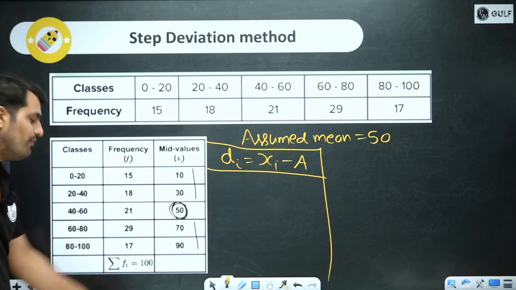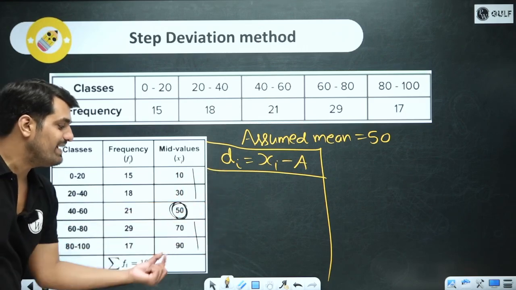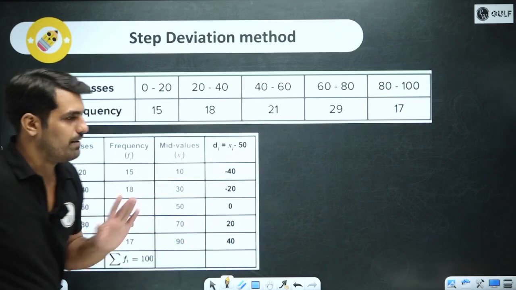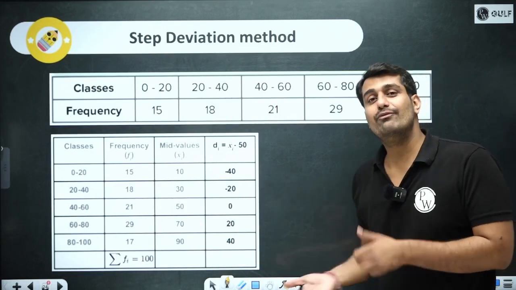So next column, when you fill it up, subtracting 10 minus 50, 30 minus 50, 50 minus 50, 70 minus 50, 90 minus 50. I believe everyone can do the calculation. And this is how the values will be coming up. So yeah, these are the values coming up.